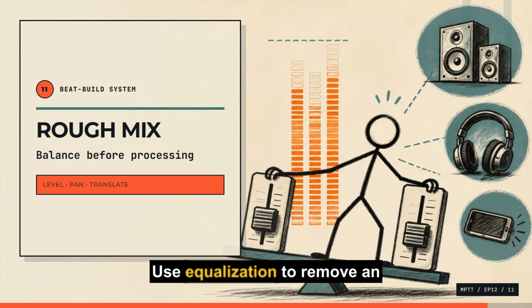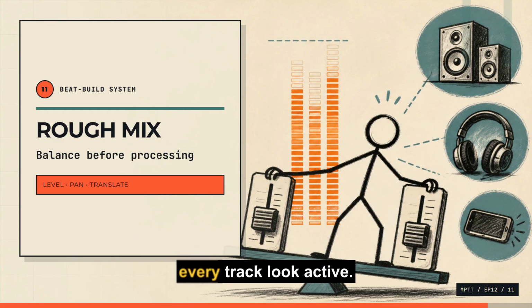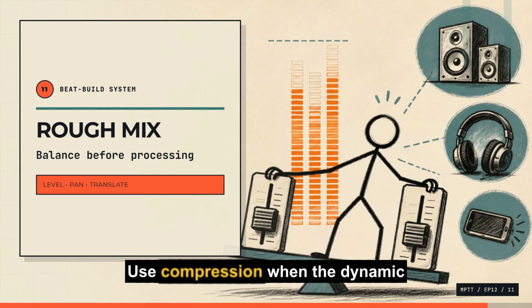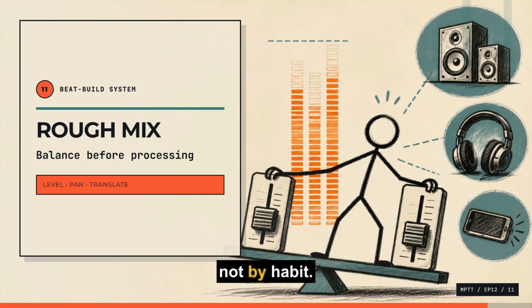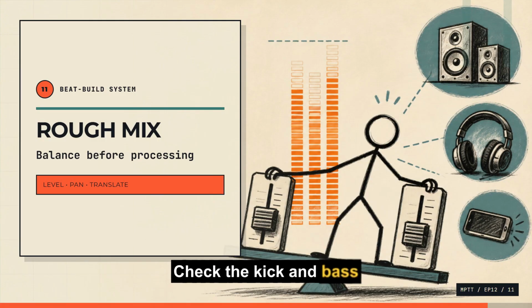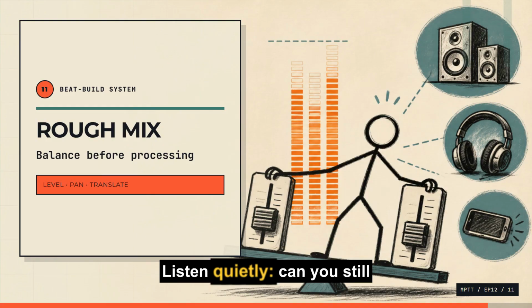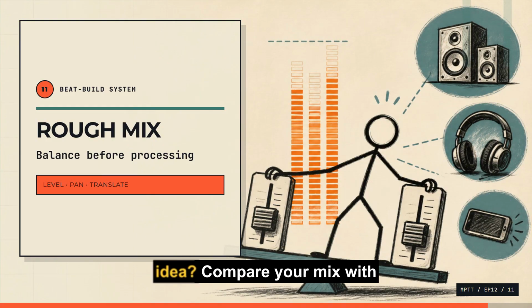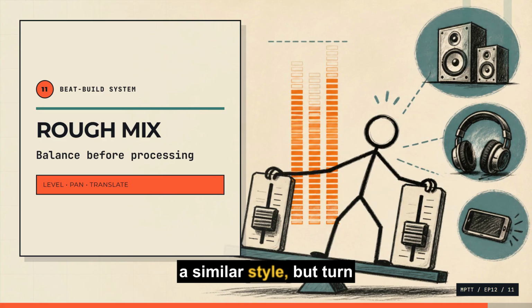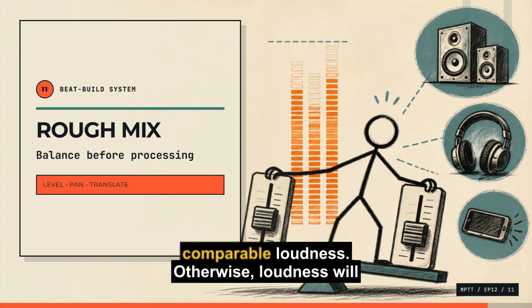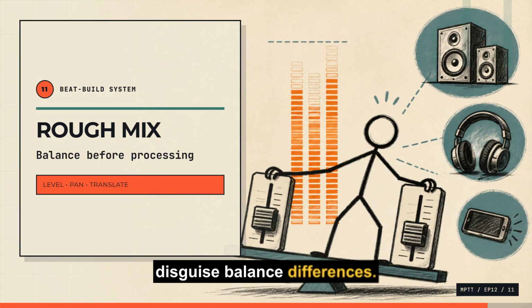Use equalization to remove an unnecessary overlap or shape tone, not to make every track look active. Use compression when the dynamic range or envelope needs control, not by habit. Check the kick and bass together in mono. Listen quietly. Can you still identify the pulse and focal idea? Compare your mix with a commercially released reference in a similar style, but turn the reference down to a comparable loudness. Otherwise, loudness will disguise balance differences.